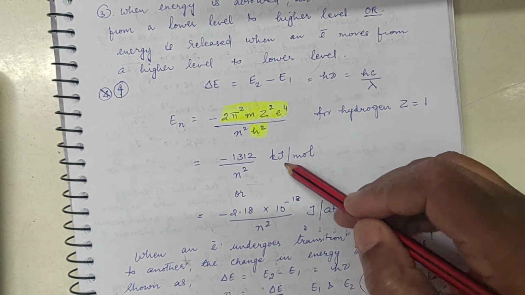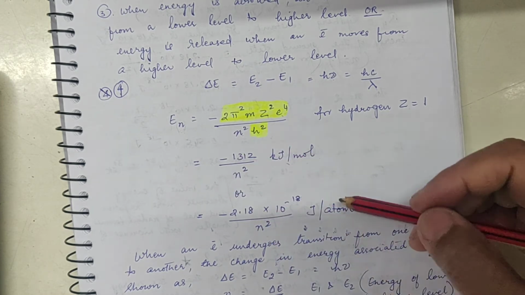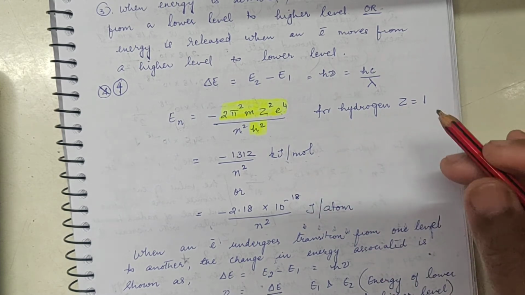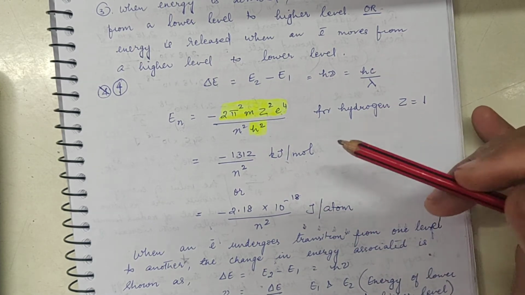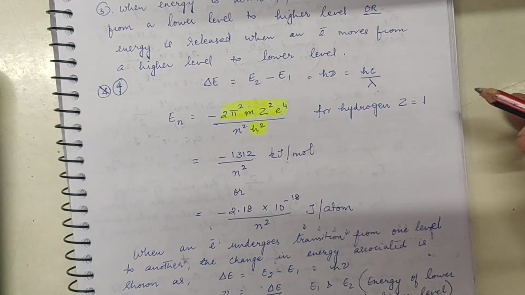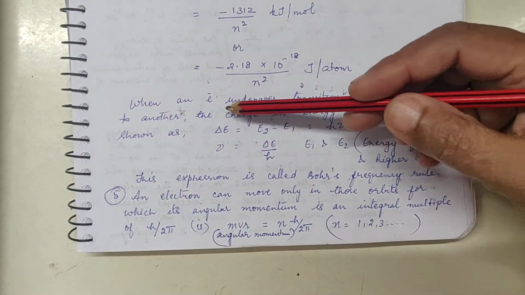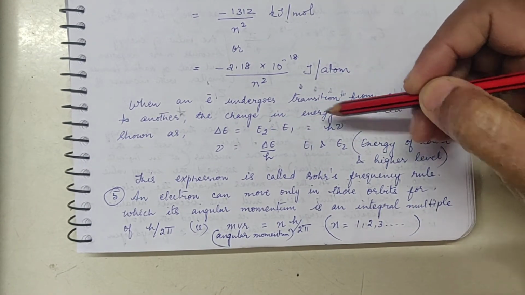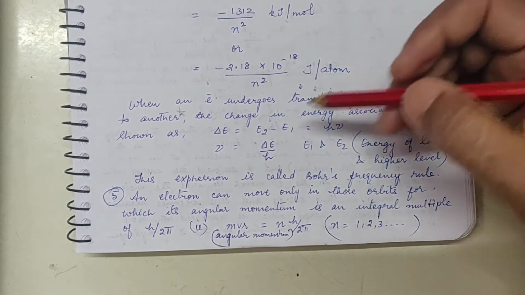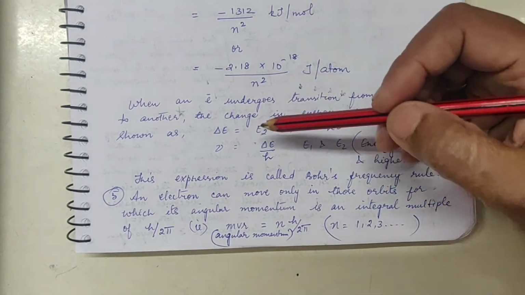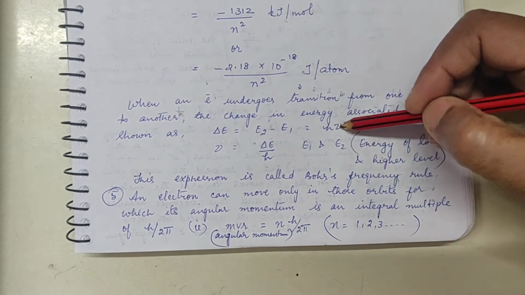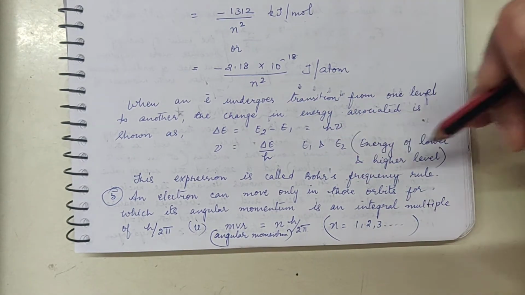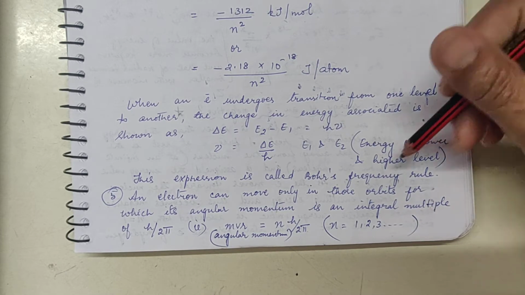If it is per mole, this is per mole, and if you want per atom, then you have to multiply by Avogadro number. Right. So here the main thing that you need to know is when an electron is undergoing transition from one level to another, the change in energy associated is given as delta E is equal to E2 minus E1, or E final minus E initial. And delta E is nothing but h nu. So what is nu? Nu is equal to delta E upon h. Okay. So E1 and E2, what are they? They are nothing but energy of lower and higher level.